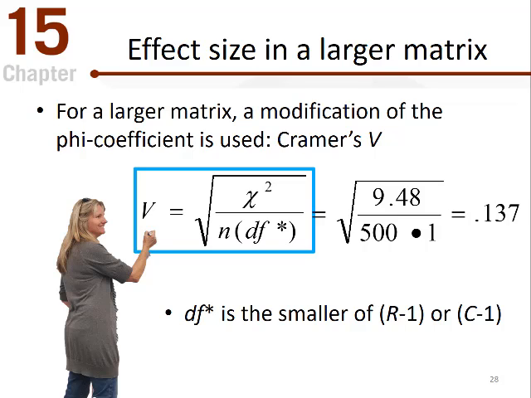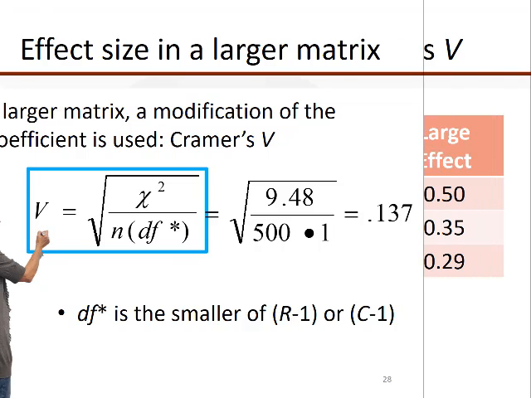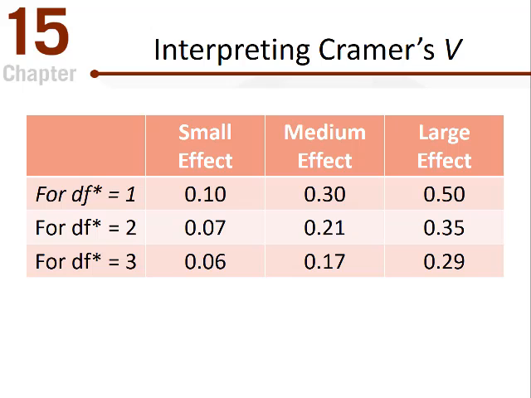So we just plug in the chi-square that we would have come up with, and then over the number of people. In that case, we had 500 times 1, because the degree of freedom is the smaller one of the row minus 1 or column minus 1. So we come up with 0.137. And in this case, this would be a weak relationship between the two variables. This table is very helpful for interpreting Cramer's V. So here you can see small effect, medium effect, and large effect for the different degrees of freedom.